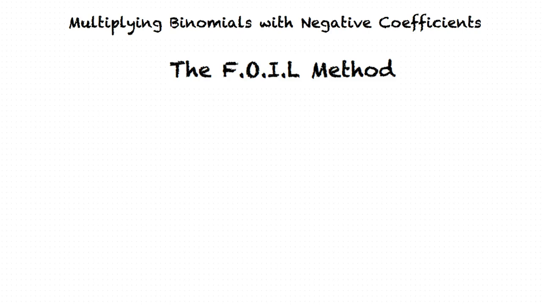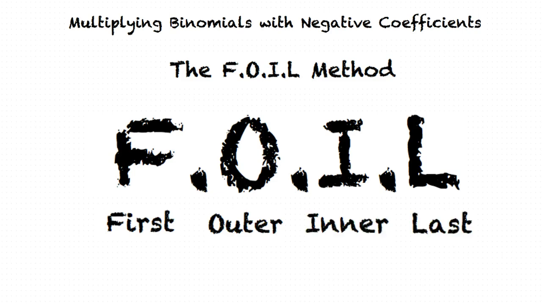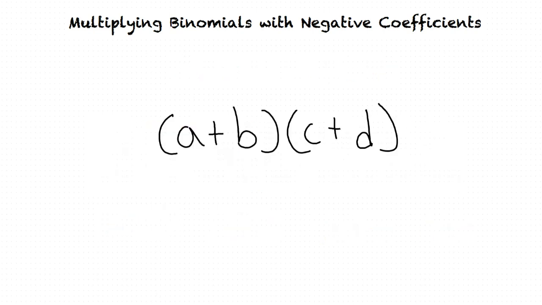Wait, what does FOIL stand for? And how would we use it to solve this problem? Excellent question. The FOIL method stands for first, outer, inner, last. These represent the steps in which we are going to distribute the contents of the binomials into each other and multiply them together. To represent this process visually, let's use a plus b times c plus d.